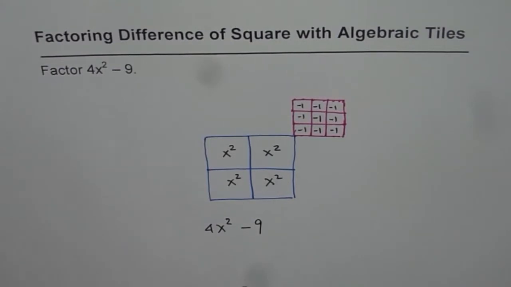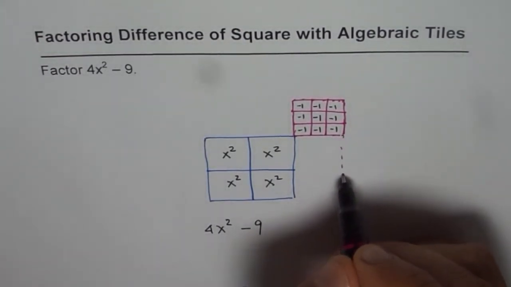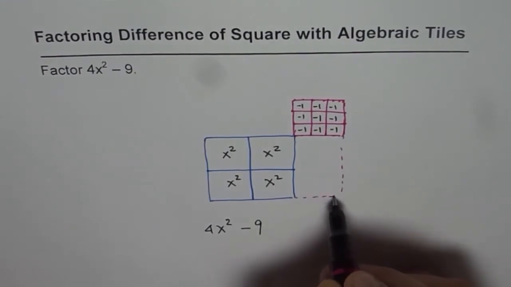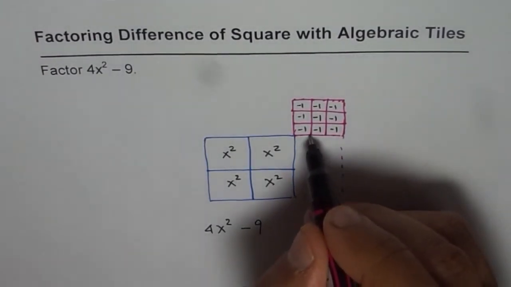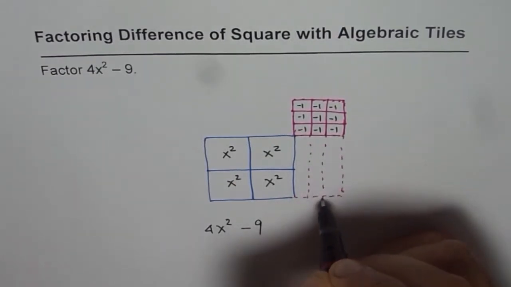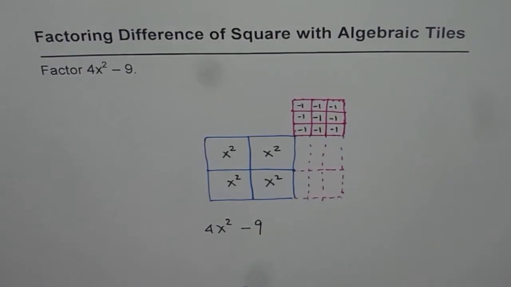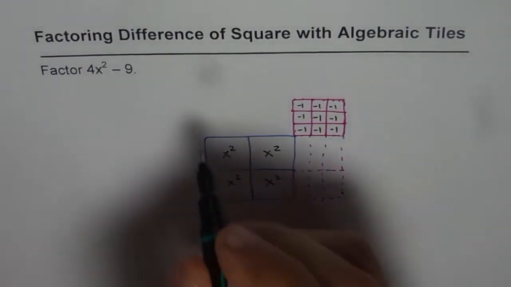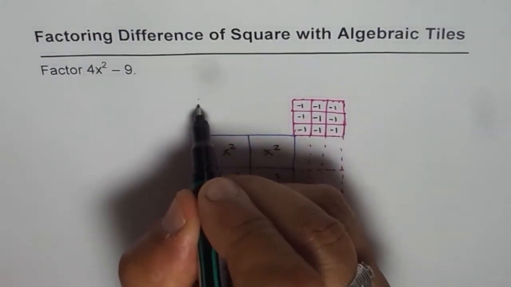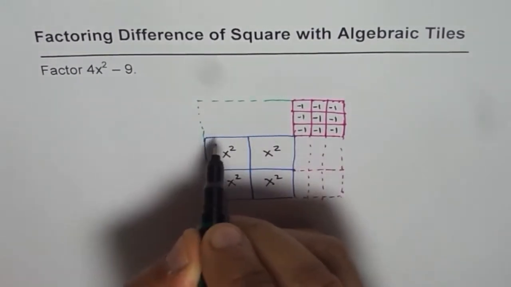But we don't have a rectangle complete yet. We can of course complete it. To complete the rectangle, let's add and subtract numbers. We can always add and subtract an equal number of tiles, correct? If you add and subtract an equal number of tiles, you are effectively adding 0, right? So that's the whole idea. So how many tiles should I add, and what tiles should I add? That is a big question.